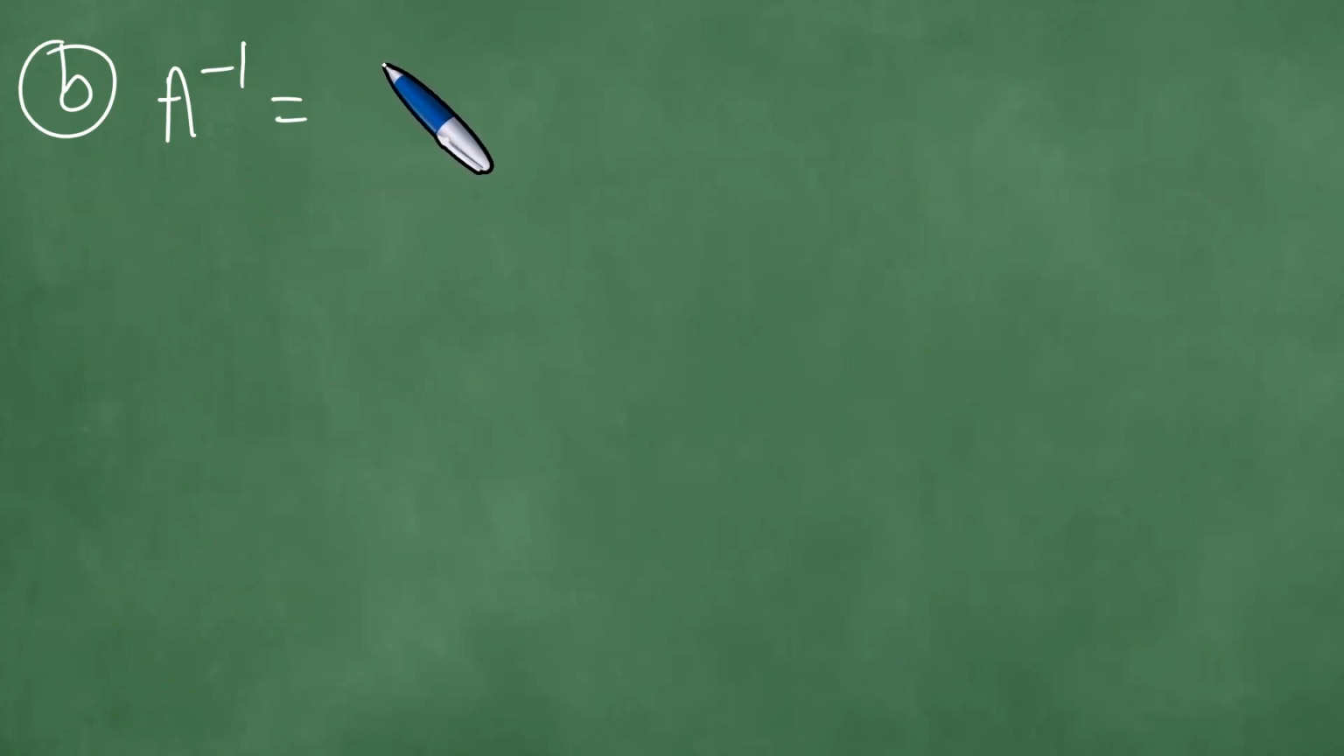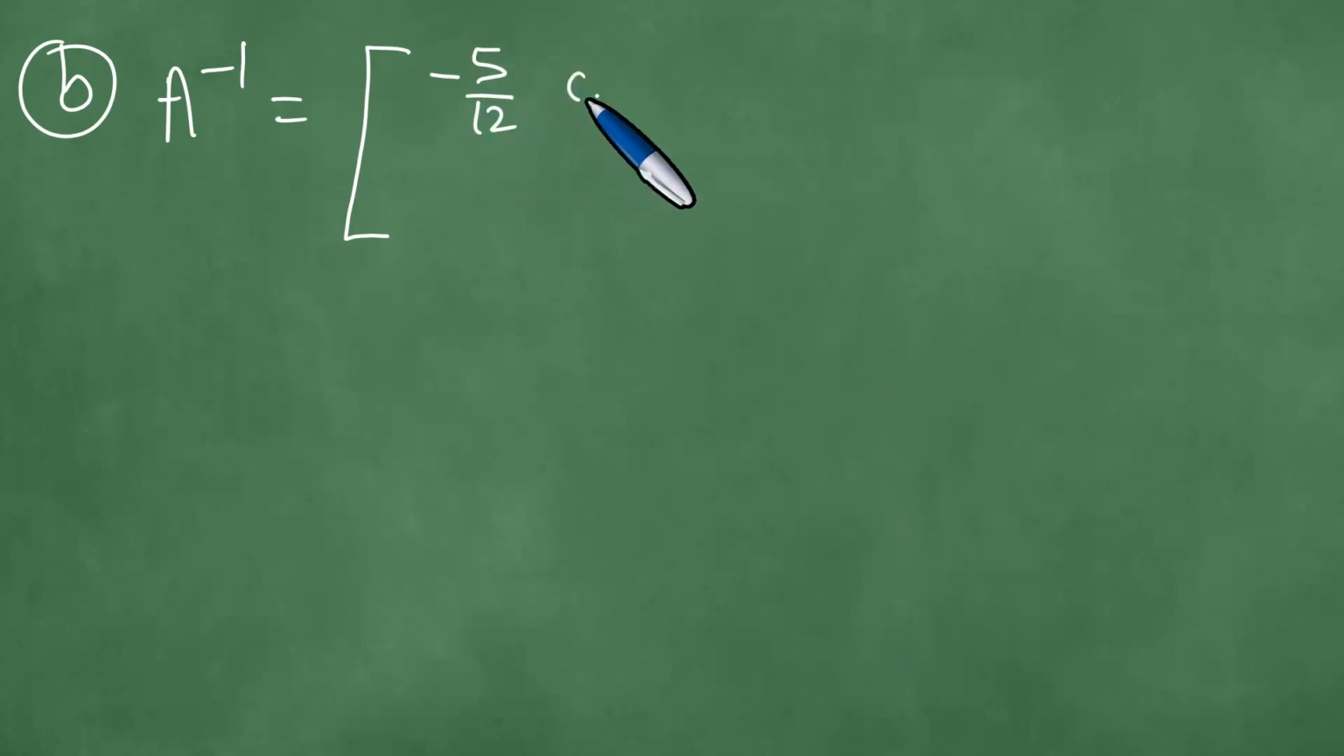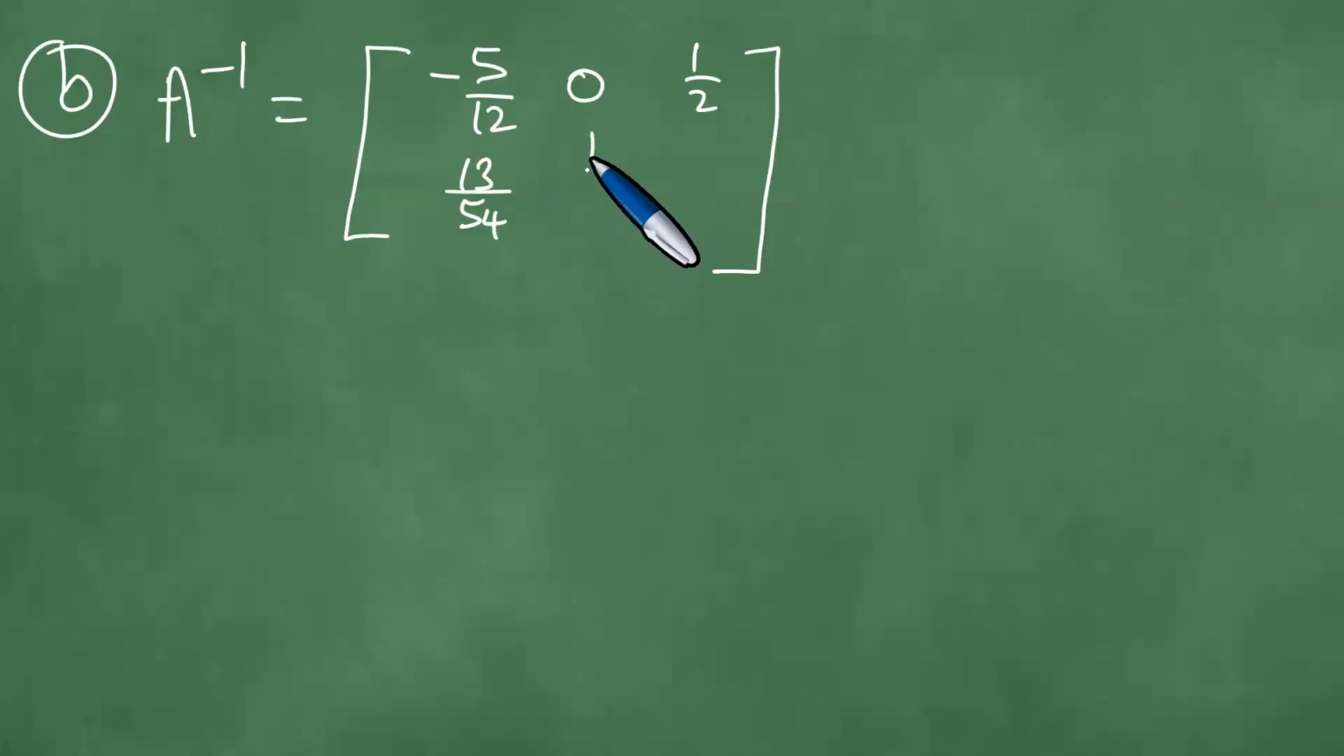What is the inverse of A? Which is minus 5 out of 12, 0, 1/2, 13 out of 54, 1 out of 9, minus 1/3, minus 1/4, 0 and 1/2.